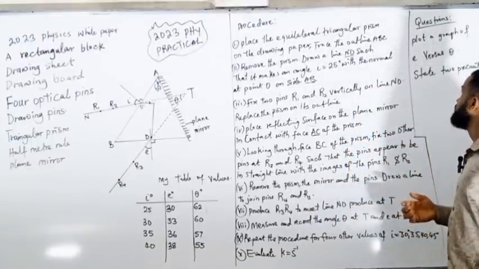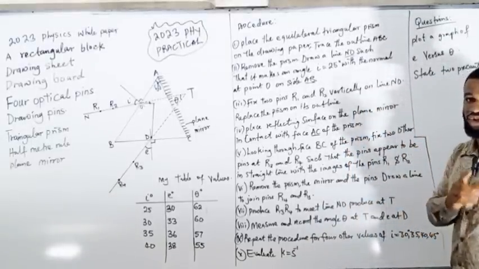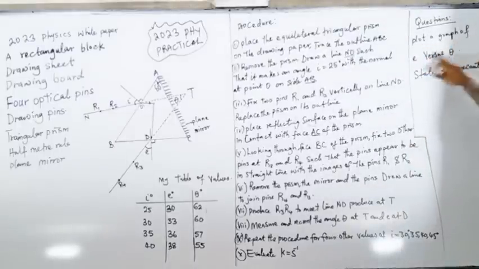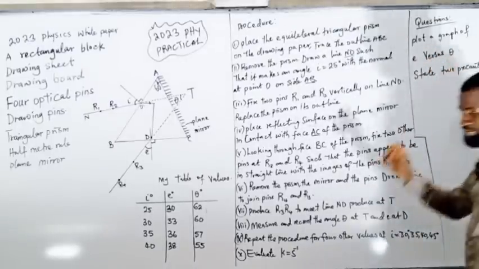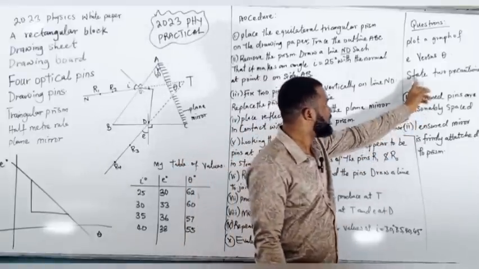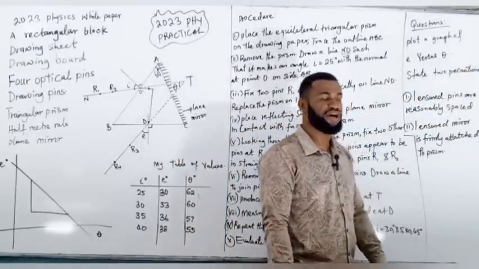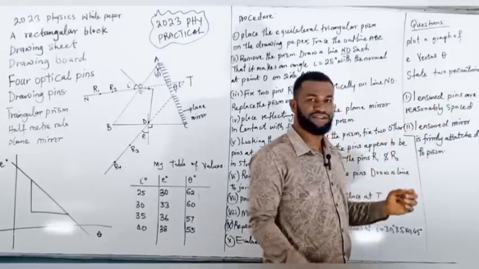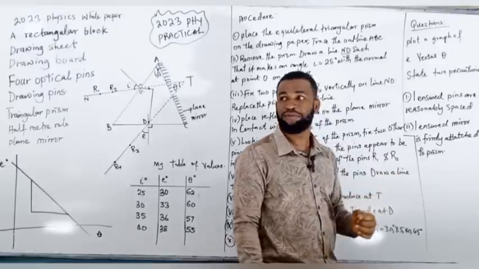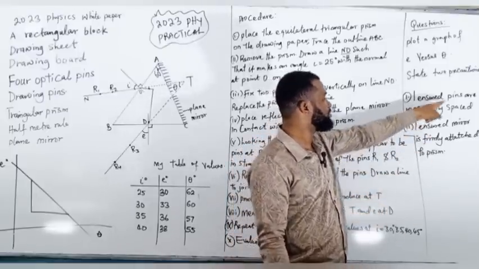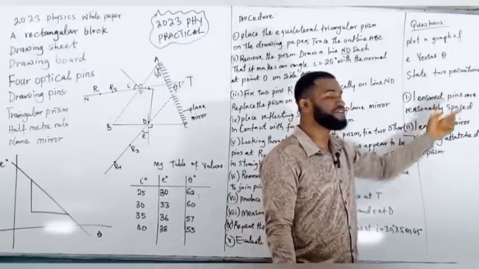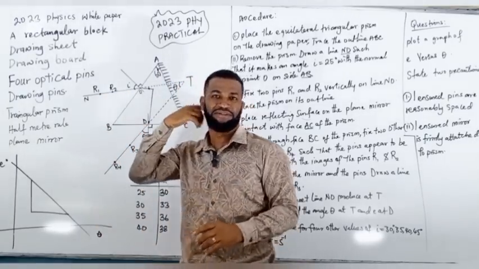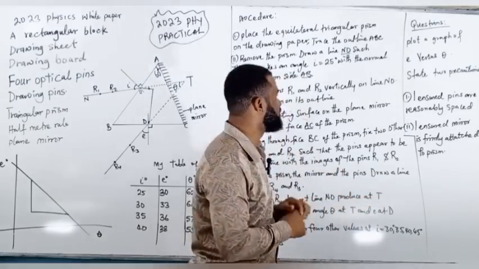So in order to do the rest of the work, before we go, we have to answer this question. They said plot a graph of E versus theta. It also states two precautions taken to ensure accurate results. Say, I ensured pins are reasonably spaced. That word, I ensured, must be used. I ensured pins are reasonably spaced. So that means pin 1 and pin 2 should be well spaced, about 4 to 5 cm apart.